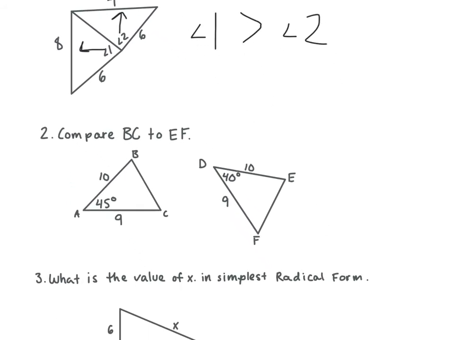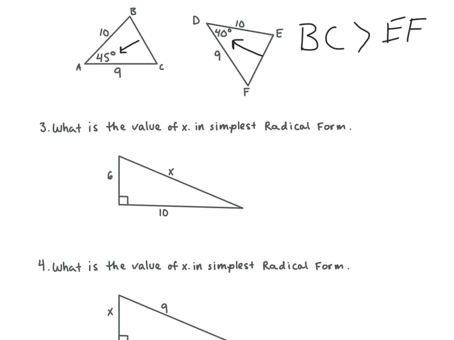Number 2, compare BC to EF. BC is greater than EF. How do we know that? Because 45 is greater than 40.